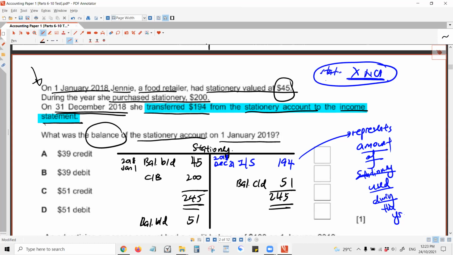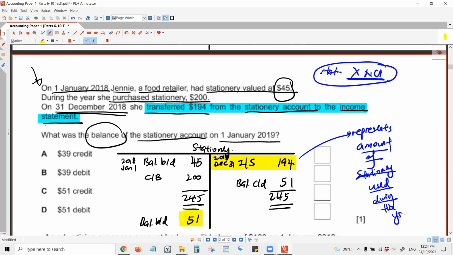Okay, 51. Okay, the transferring process is to show a figure in the income statement. So after you have done the transferring process, stationery will appear as an expense in the income statement, 194. And 194 represents the amount of stationery you have used during the year.